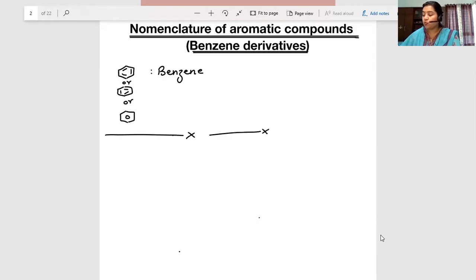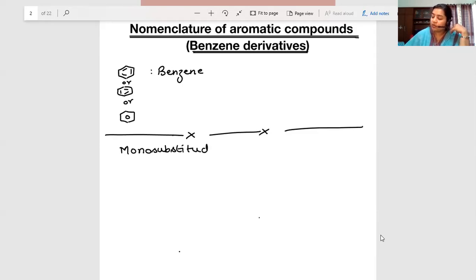If I move to mono-substituted benzene, then the compounds obtained, we call them benzene derivatives. If there is only one substitution, then we call it mono-substituted benzene. If there are two H from the benzene replaced by some other group, then it is called di-substituted benzene. If three, then we'll call it tri-substituted benzene, and so on. Correct? So, for example, let us start with mono-substituted benzene.